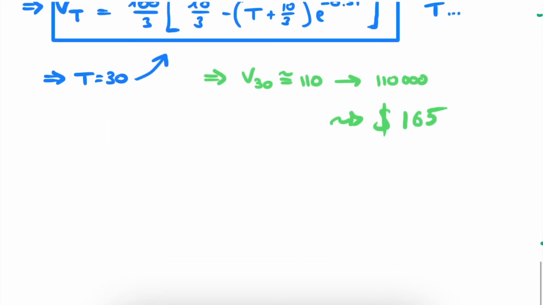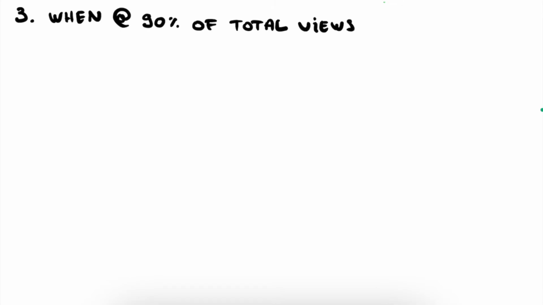And to finish off, we go to the last exercise, or the last problem, where we want to calculate after how many days we have reached 90% of the number of total views that we can expect from this video. This of course translates to knowing the amount of time after release that we have gotten 90% of the revenue that we can realistically expect from this video.